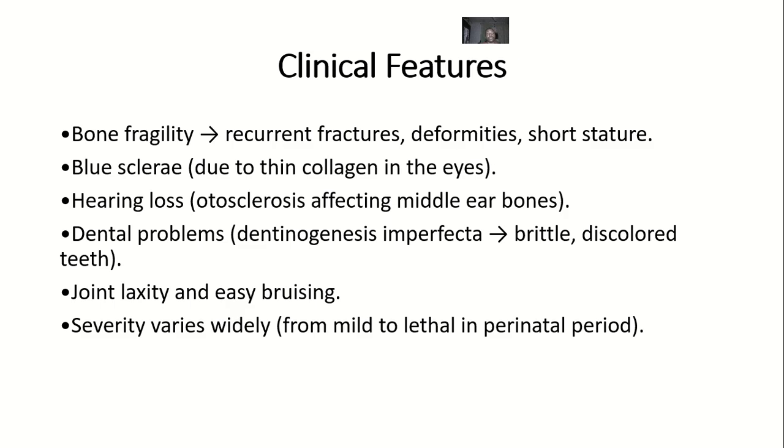What are the clinical features of osteogenesis imperfecta? We have bone fragility. Usually, there are recurrent fractures, deformities, and short stature in people suffering from osteogenesis imperfecta. You have blue sclera due to thin collagen in the eyes. You have hearing loss, that's otosclerosis affecting middle ear bones. You have dental problems such as dentinogenesis imperfecta, which results in brittle discolored teeth. We have joint laxity and easy bruising. Severity varies widely from mild to lethal in the perinatal period.